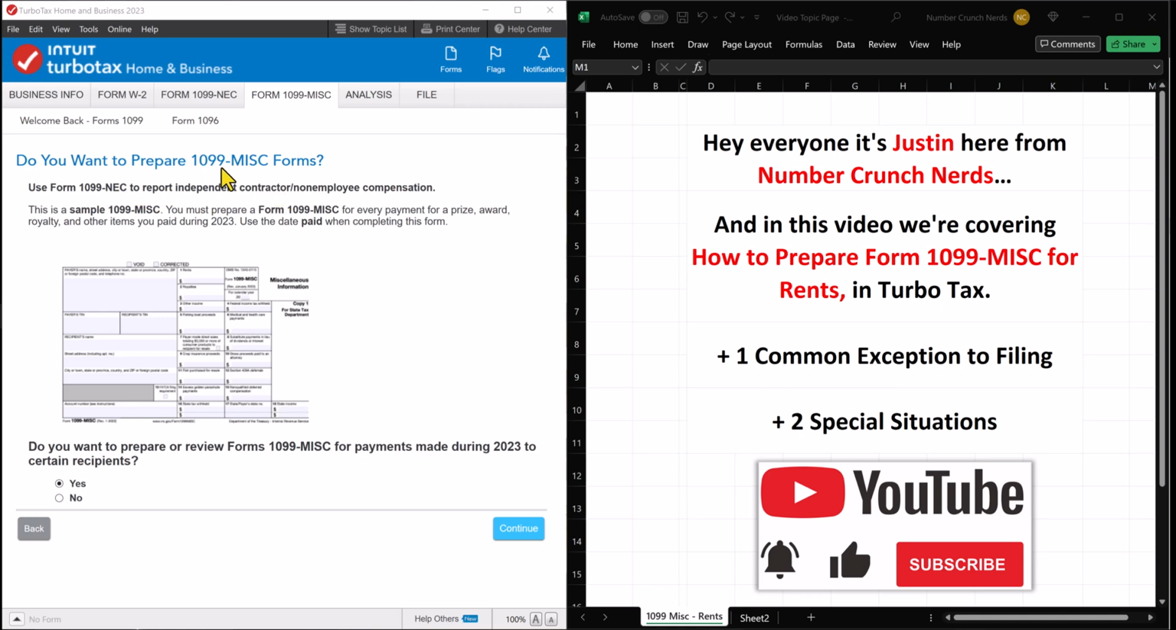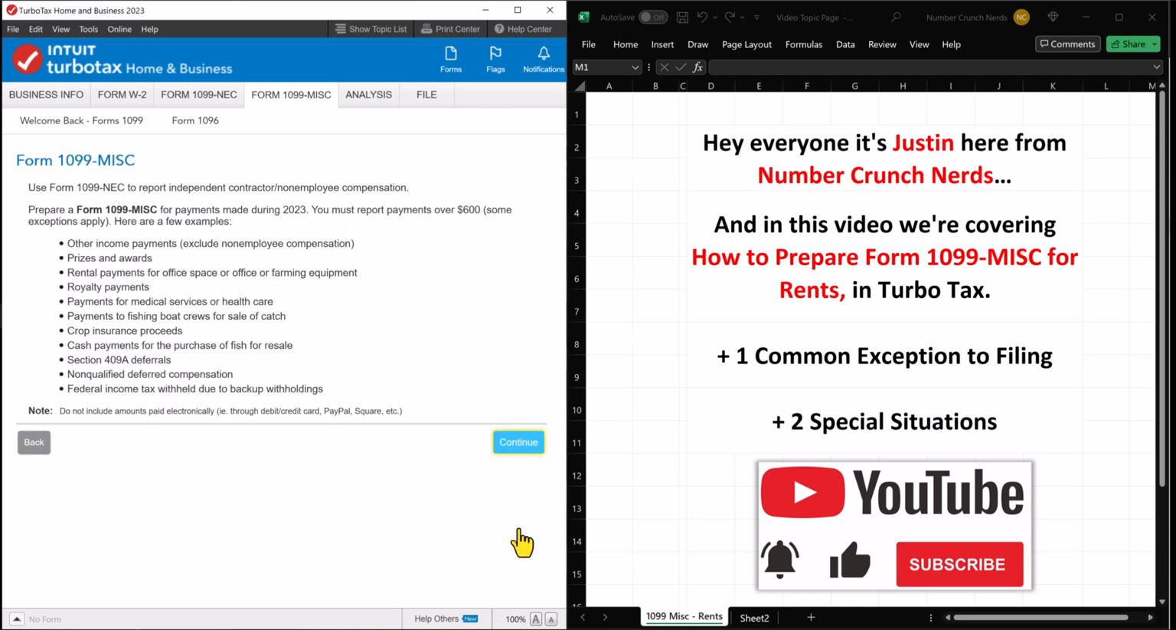The 1099 miscellaneous is for a variety of other things, as I said, prizes, awards, royalties. There's a variety of stuff. We're going to talk mostly about rents. So do you want to prepare a 1099 miscellaneous? Yes. We're going to click continue.